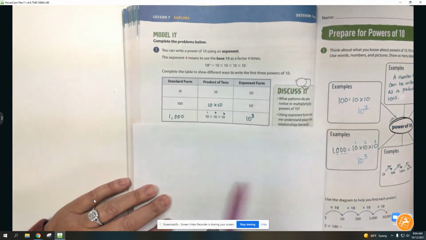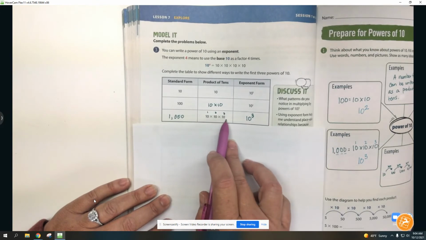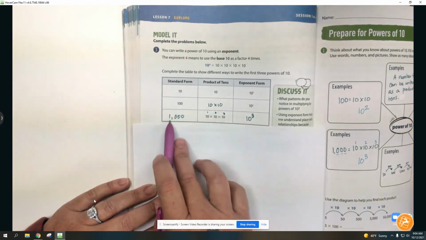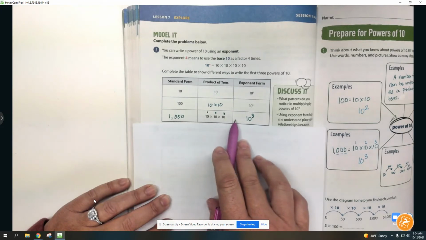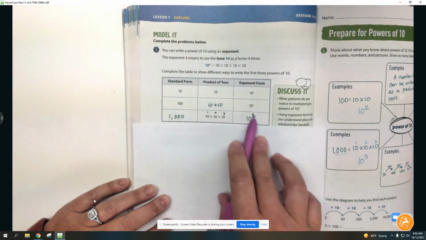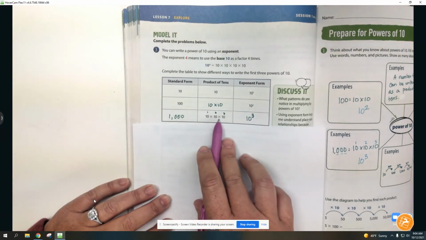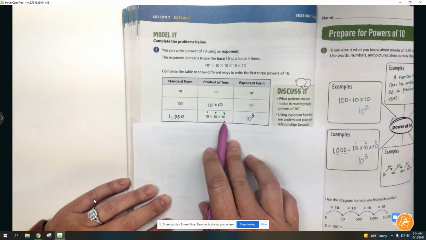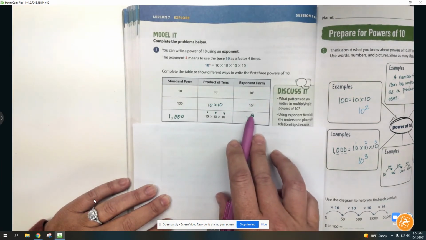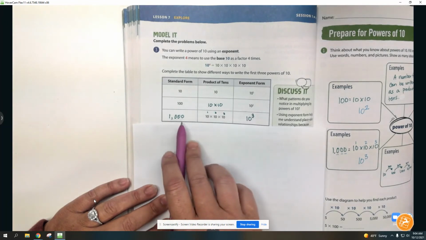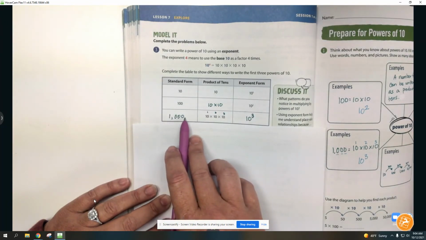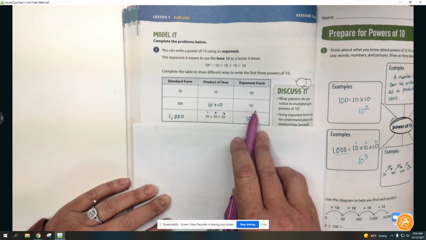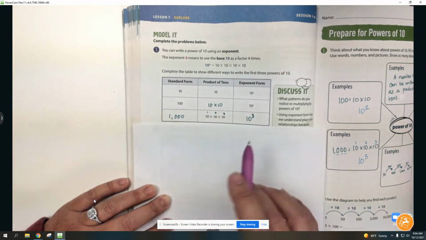Now, we know that if we have 10 times 10 times 10, that is 1,000, which we just covered in the video. We also know if we're trying to figure out our exponent form, we can count the number of tens that we're multiplying, and that is going to be our exponent. We also, in the standard form, could count the number of zeros, and that would also give us our exponent.